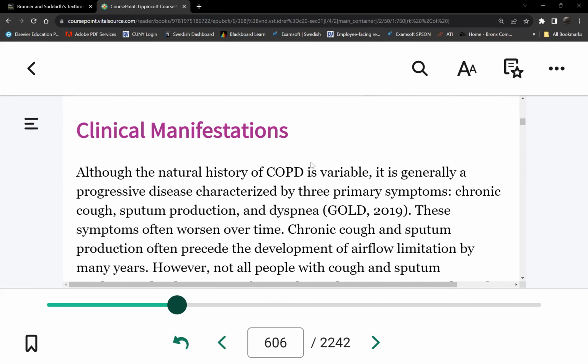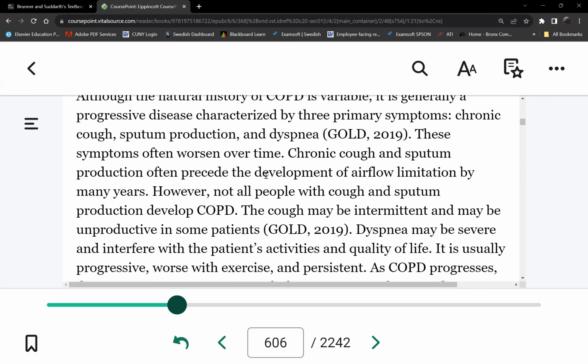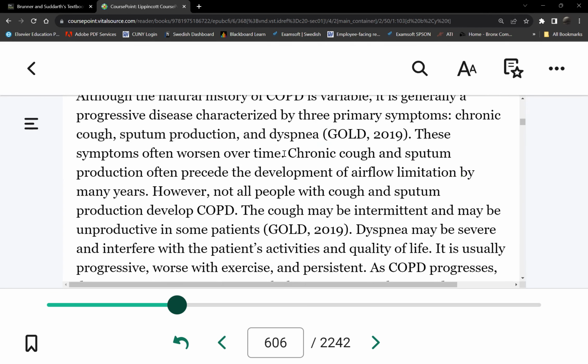So here you have to just look at the paragraph and then make your own notes, distinguishing which ones are chronic and which ones are acute. So what about this one, cough, sputum production, and dyspnea? These are chronic, and they worsen over time. If, let's say, respiratory rate, what was the respiratory rate this morning?